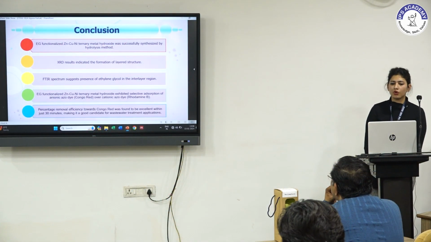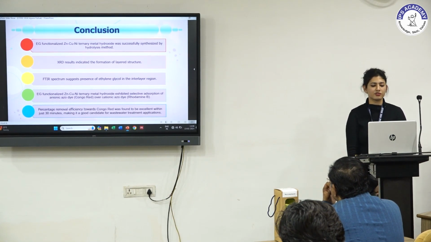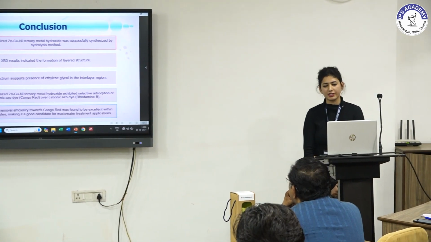Hence, the conclusions drawn from the work are that ethylene glycol functionalized zinc, copper, nickel ternary metal hydroxide was successfully synthesized, and XRD results indicated formation of layered structure, while FTIR spectrum suggests presence of ethylene glycol in interlayer region, and functionalized zinc, copper, nickel LTMH exhibited selective adsorption of anionic dyes over cationic, and percentage removal was found to be 94.3%, making it a good candidate for wastewater removal application.